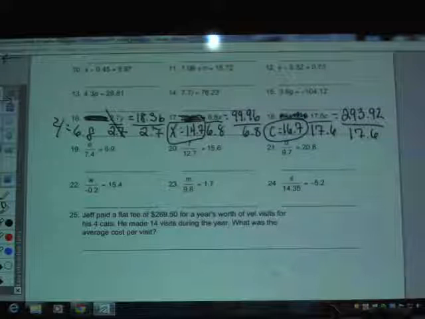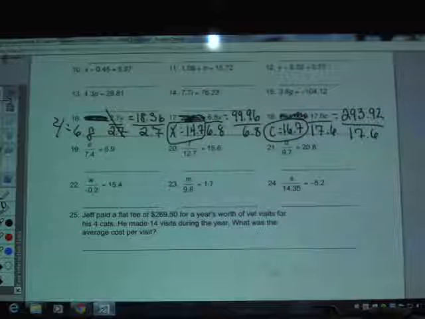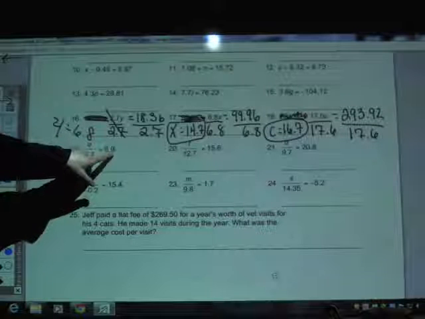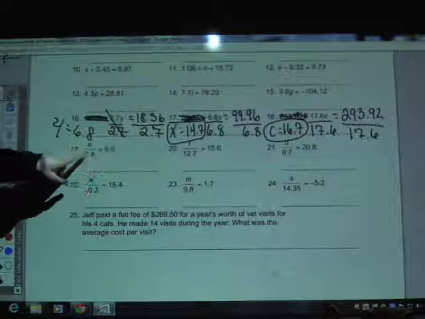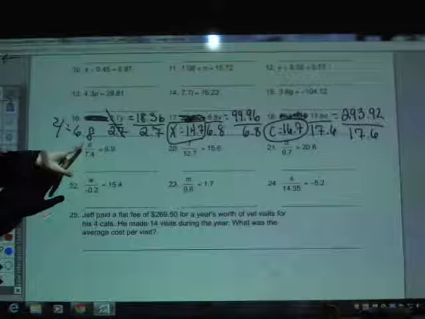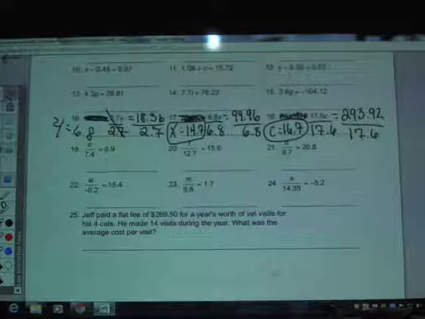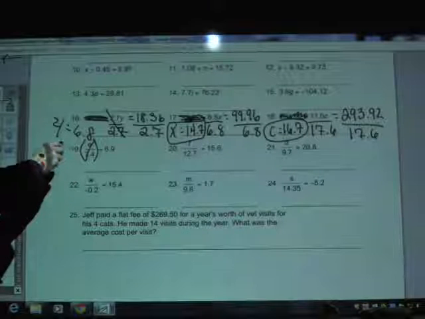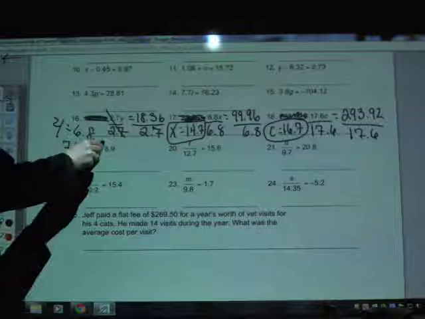So e divided by 7.4 equals 6.9. Variable e on the left side, that's a good thing. Number 6.9 on the right side, that's a good thing. This 7.4, that's the trouble. Right now this says I'm dividing by 7.4. So the opposite is going to be to multiply both sides by 7.4.